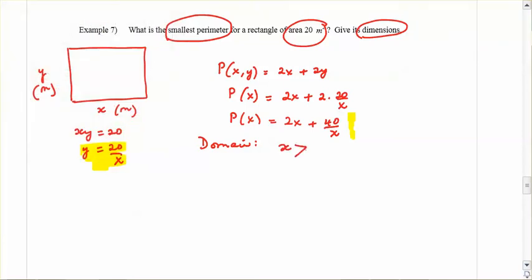But x does need to be positive. The question is, is there a biggest value for x? And the answer is no. x does not have to be a whole number. x could be 100, for example. That just makes y, if x is 100, y would be 1/5. So x can be as big as we please. The only condition is x has to be greater than 0.